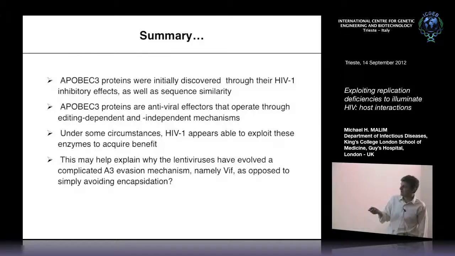And we think this may help explain why lentiviruses evolved a rather complicated evasion mechanism, namely Vif, as opposed to simply avoiding encapsidation. So you could argue, well, why doesn't the virus just stop packaging APOBEC3G through some other mechanism, or perhaps even grow in cells that don't express APOBEC3? It hasn't used any of those mechanisms. It's actually used this rather complicated balance and counterbalance mechanism, which we think under some circumstances may be exploited by the virus to generate sequence diversity.